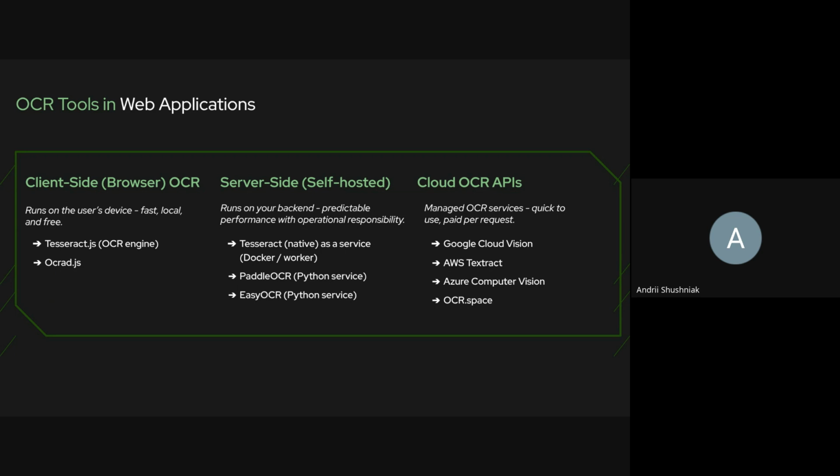The server side tools, excluding all different models and so on, there are ready services, PaddleOCR and EasyOCR, the most popular ones. Also, you can host a native Tesseract engine, not the Tesseract.js wrapper, but the native one, as a service as well. Also, next to the cloud API examples, the most popular ones are Google Cloud Vision, AWS Textract, Azure, and OCR Space.